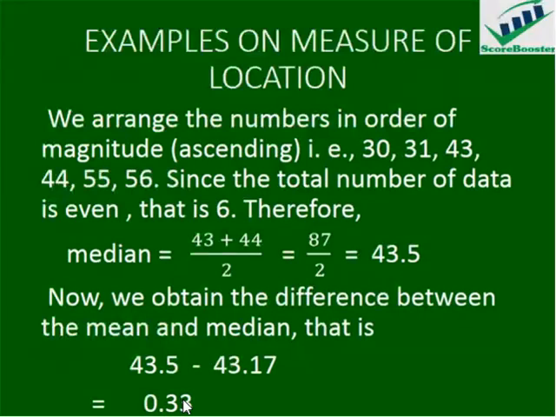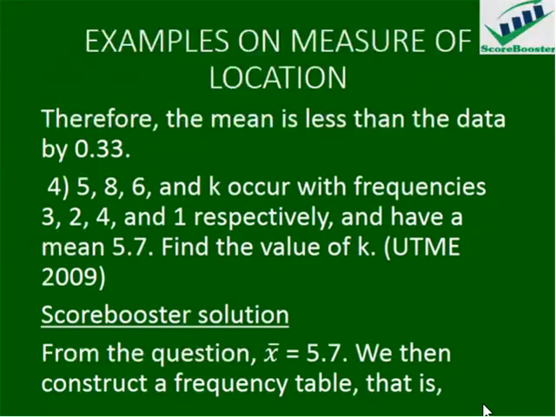If we deduct this from this, we have 0.33. Therefore, the mean is less than the median by 0.33, and that solves the question. So here we talk about how to obtain the mean of ungrouped data, and also how to obtain the median of ungrouped data when the number of items is even. We can also meet some other questions where the number of items is odd.